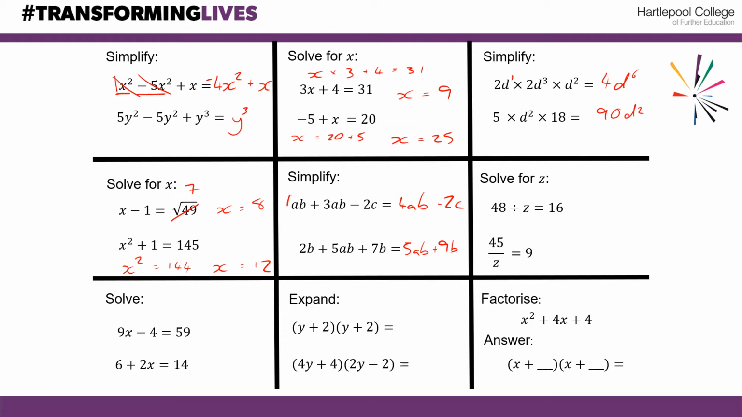Next up, solve for z. 48 divided by something equals 16. So think, how many times does 16 go into 48 as a whole number? So count them in 16. So you've got 16, 32, 48. It goes in 3 times. So z must equal 3.